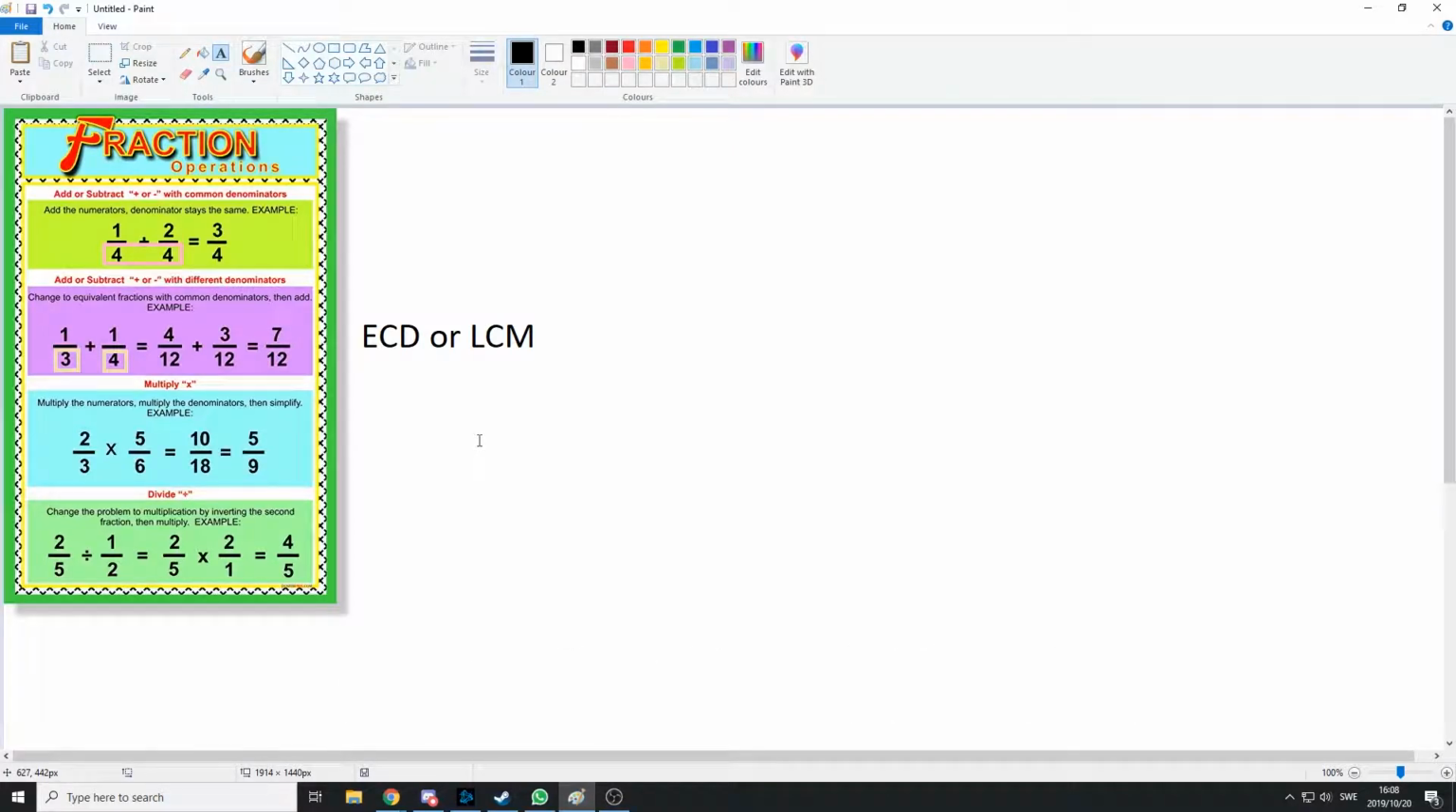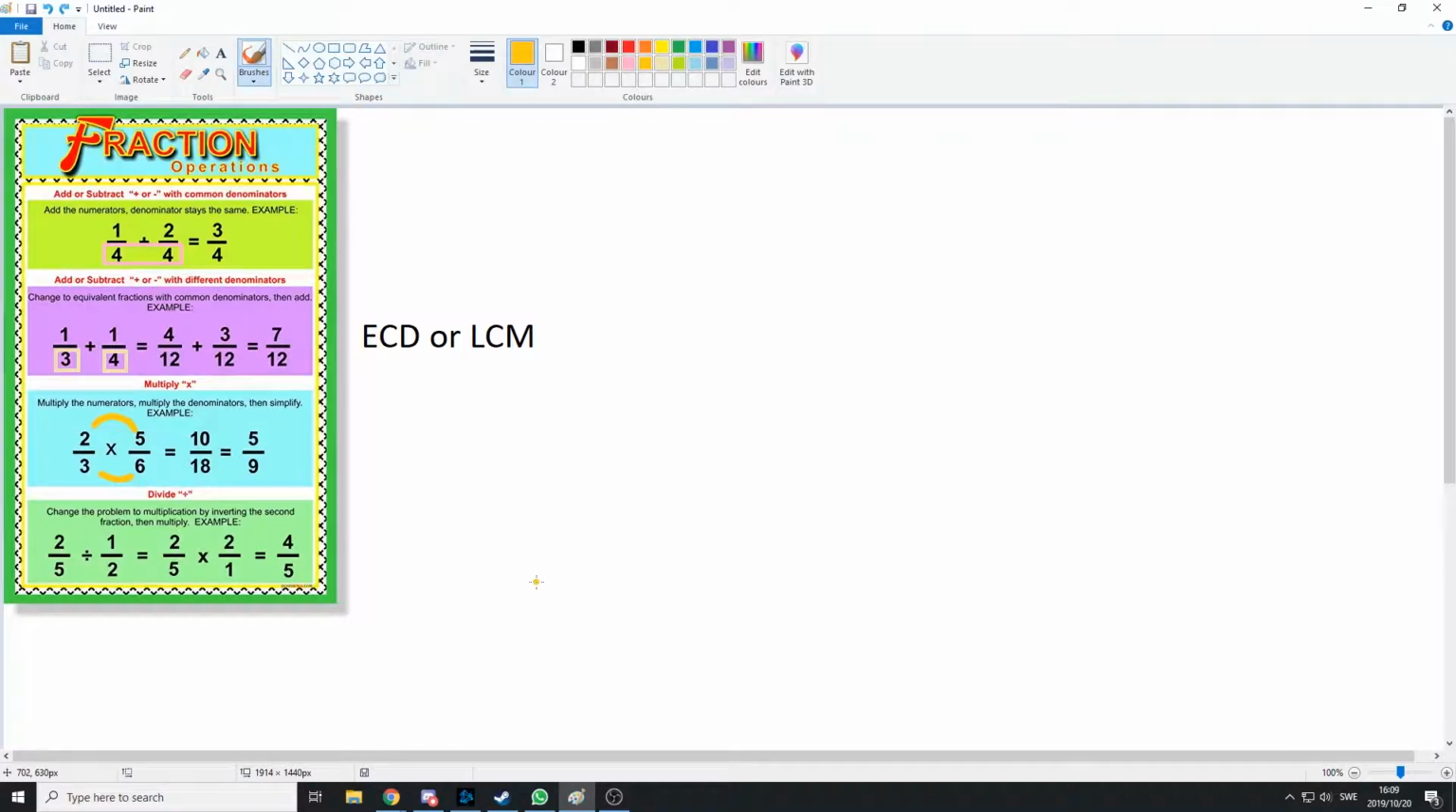Next, if I multiply, this is probably the easiest operation to do with fractions. All you're going to do is multiply the numbers at the top together and multiply the numbers at the bottom together. 2 times 5 is 10, 3 times 6 is 18.